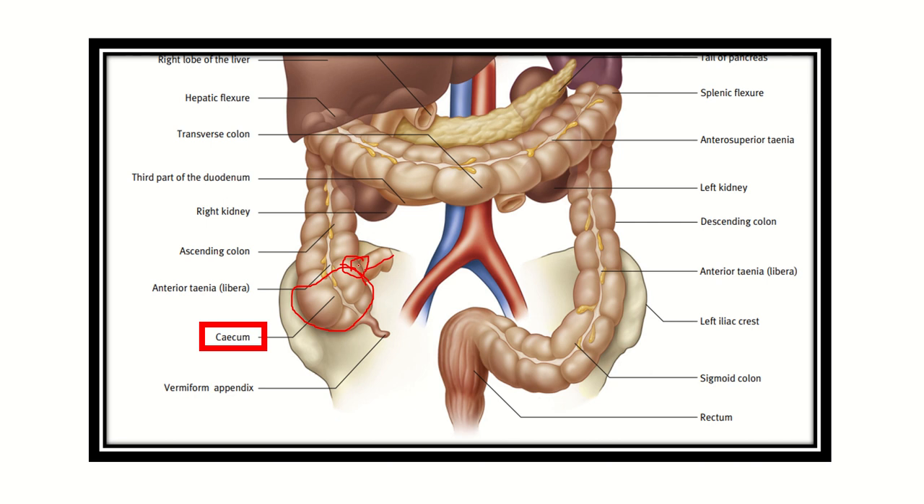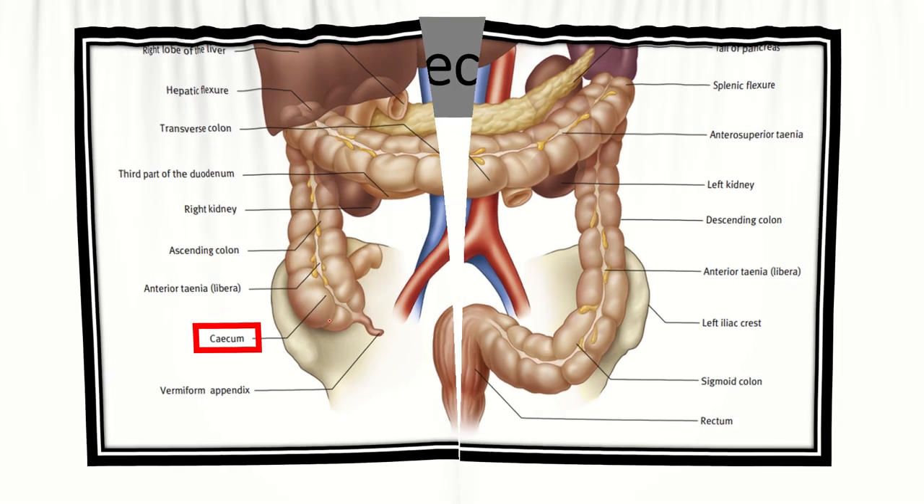Here this is the ileum, and this area is the ileocecal valve. This is the ascending colon or right colon, then transverse colon, descending colon, and sigmoid colon. So this is the colon in short, and the cecum is located on the right side in the right iliac fossa, just below the ileocecal valve, and it is intraperitoneal.